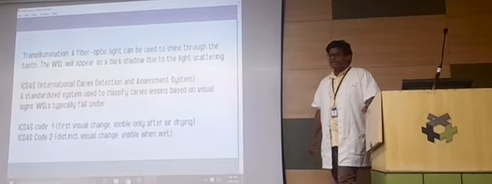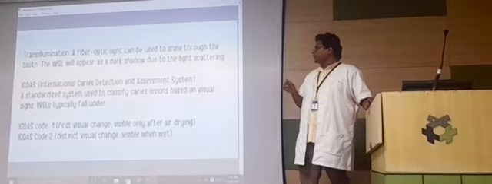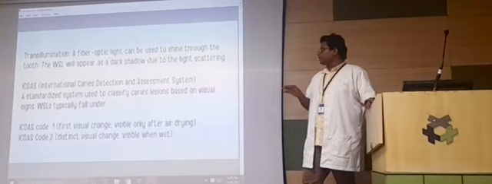Next is transillumination. A fiber optic light can be used to shine through the tooth. The white spot lesion will appear as a dark shadow due to the light scattering.